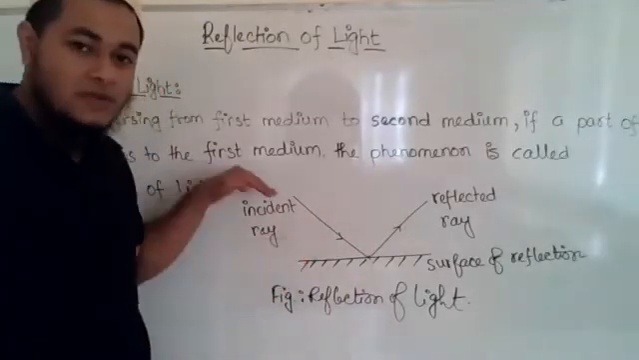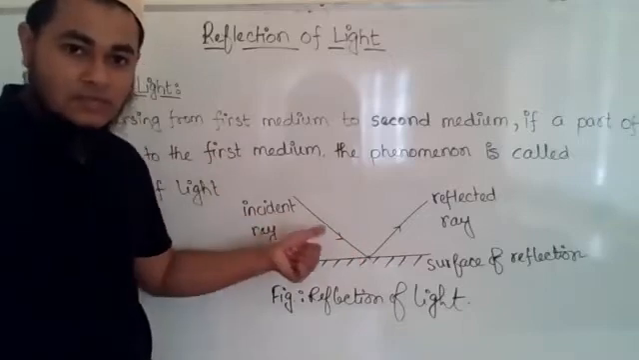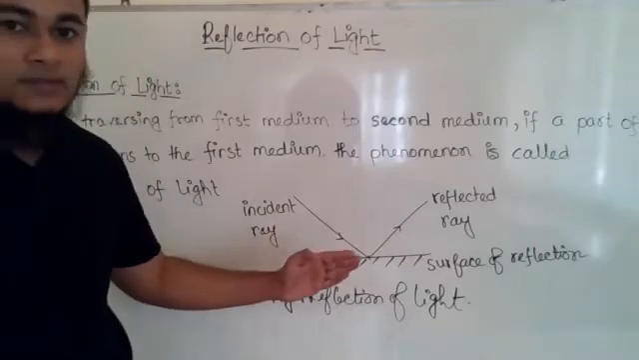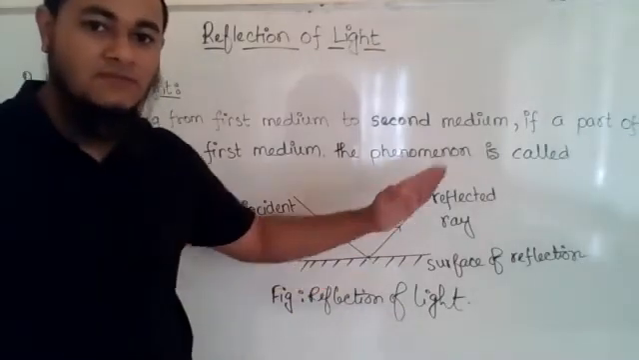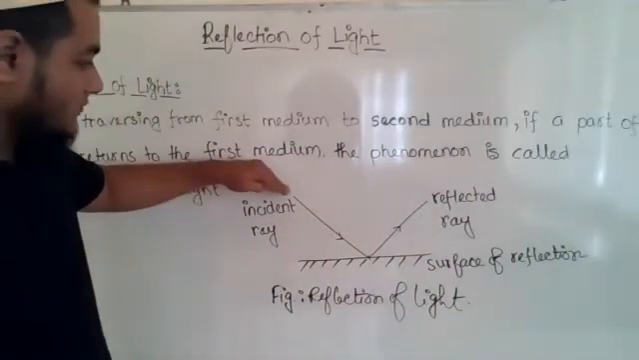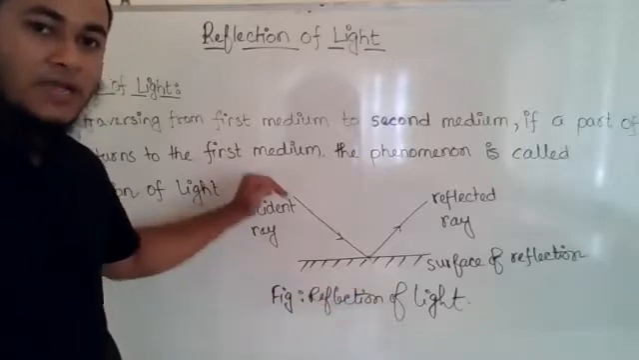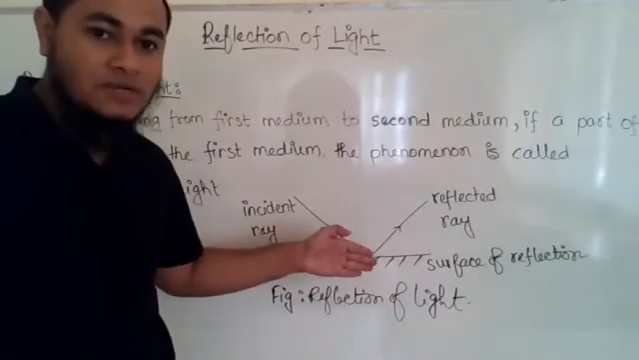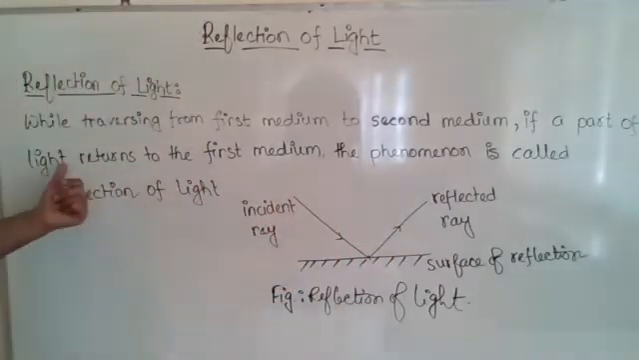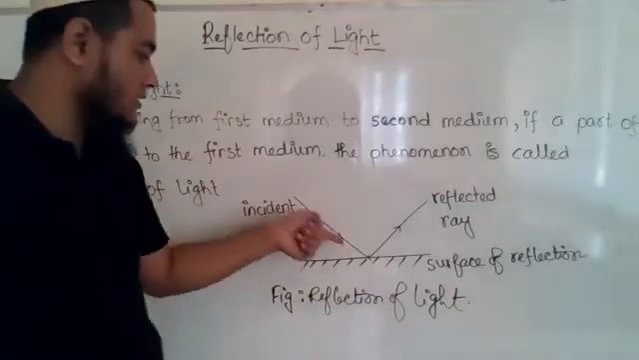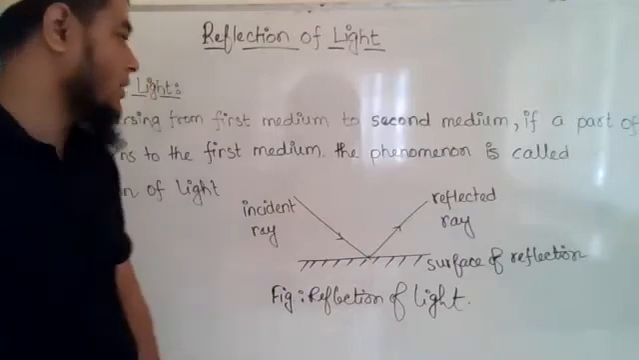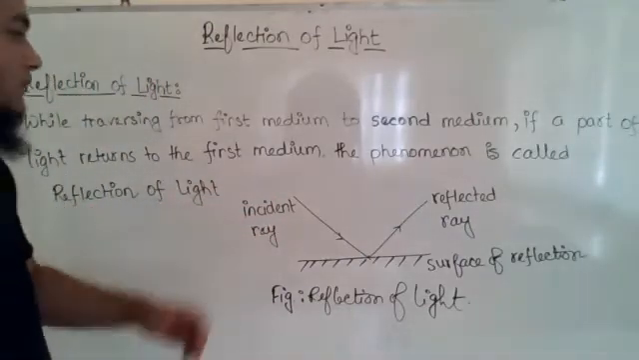As you can see in the figure, a light is incident, okay? The light that comes is known as the incident ray. And here you can see that from this surface, it has been reflected. This one is the reflected ray. So this is the first medium and this is the second medium. Light wanted to go into the second medium, but it has been reflected back into the first medium, right? So light returns to the first medium. From the first medium, it wanted to go into the second medium, but it came back to the first medium again. So this phenomenon is called reflection of light.